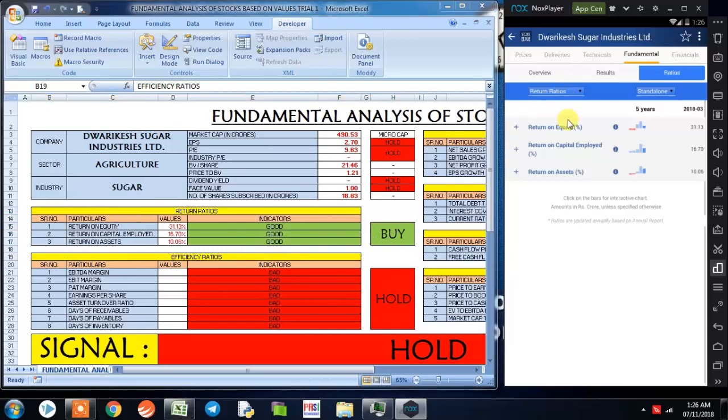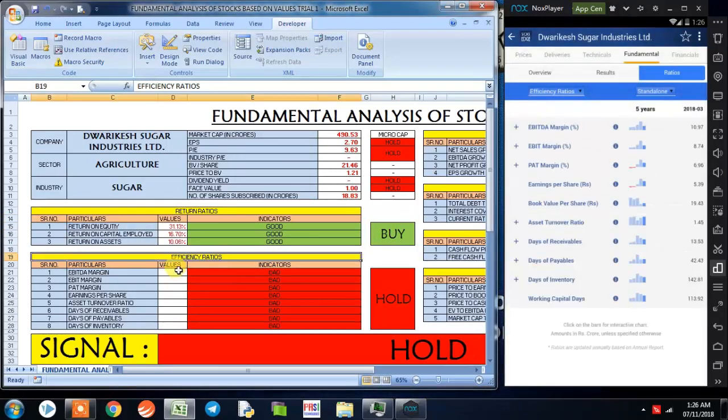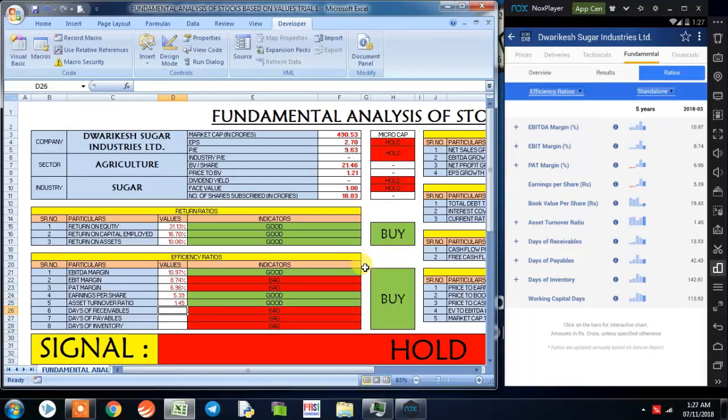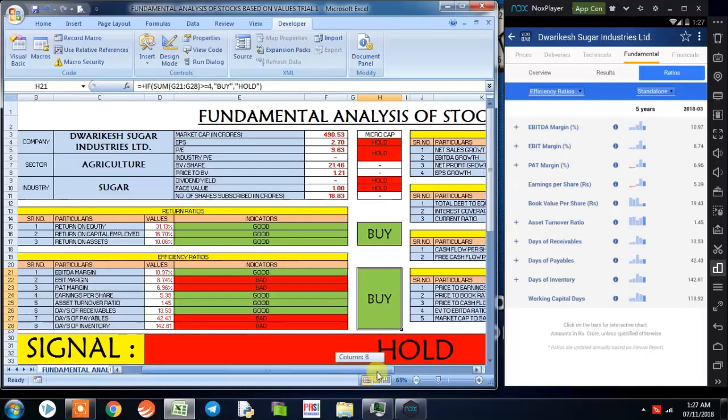Now coming on to efficiency ratio, the first is EBITDA margin, which is 10.97, EBIT margin is 8.74, PAT margin is 6.96, earning per share is 5.39, asset turnover ratio is 1.45, days of receivables is 13.53, days of payables is 42.43 and days of inventory is 142.81. So overall, the efficiency ratio has also given us a signal to buy this stock at this point of time.